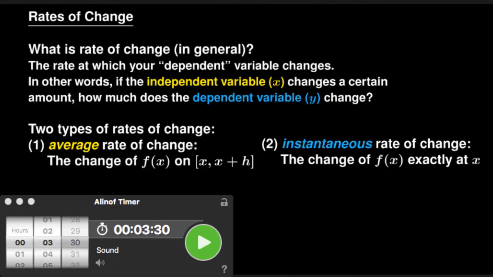Alright, so rates of change, let's talk about what they mean, and then go into a few quick problems with them.